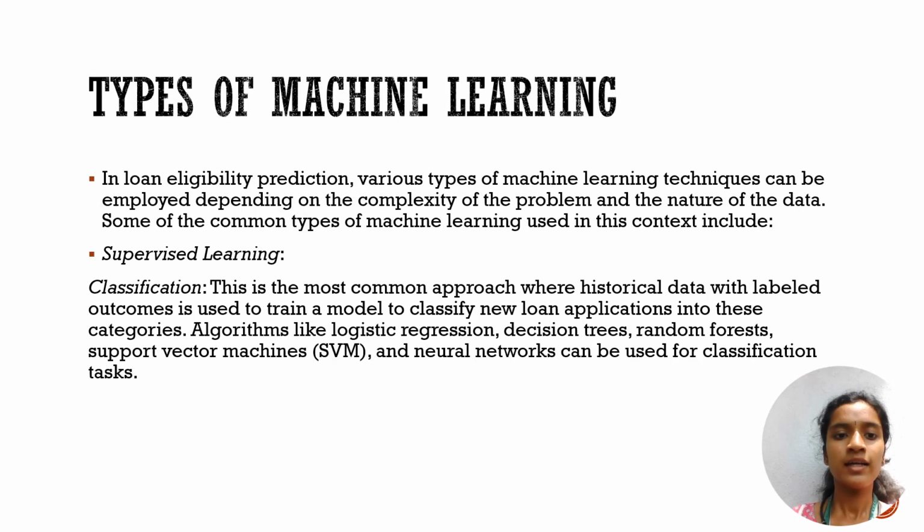Types of machine learning. In loan eligibility prediction, various types of machine learning techniques can be employed depending on the complexity of the problem and the nature of the data. Some of the common types include supervised learning, classification. This is the most common approach, where historical data with labeled outcomes is used to train a model to classify new loan applications into these categories. Algorithms like logistic regression, decision tree, random forest, support vector machines, and neural networks can be used for classification tasks.